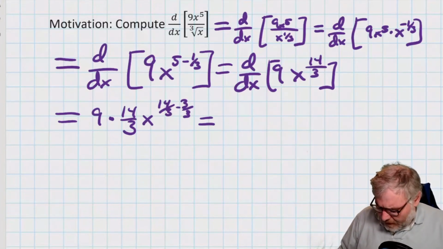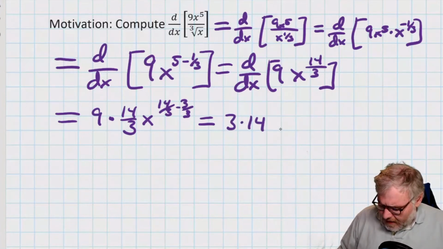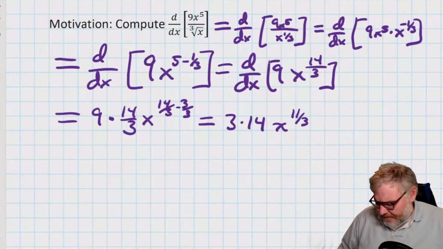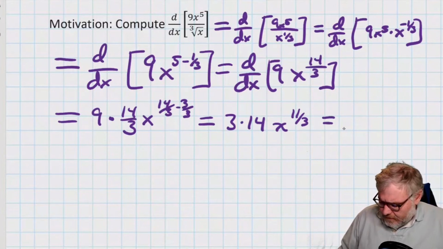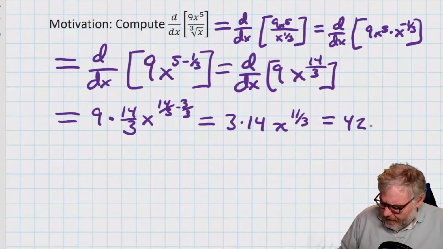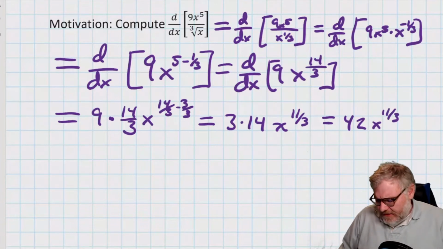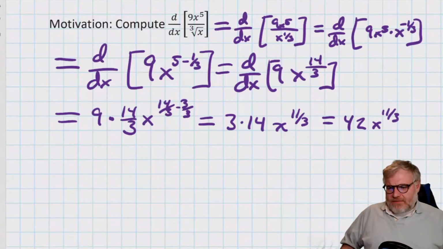I'm not going to simplify all of this, but I will just make this 3 times 14, x to the, now I'm going to subtract the 3 from the 14, and I'm going to wind up with 11/3. And that's my answer. I just need to multiply out the 3 and the 14, and if I do that, it's 42x to the 11/3. And then I can convert it back if I so desire. So that's the motivation behind what we're doing.